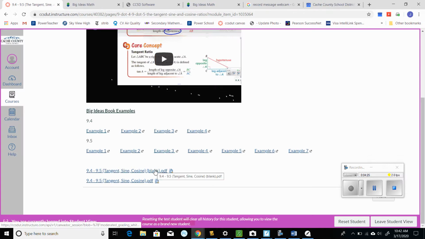I did put a blank copy of the slideshow, the examples that I did. So if you wanted to print that off, you could and take your own notes. I don't know if any of you would, but that's available. I also have down here, this is one that's worked out. So it has all the examples all worked out from the video. So those are available to you also.